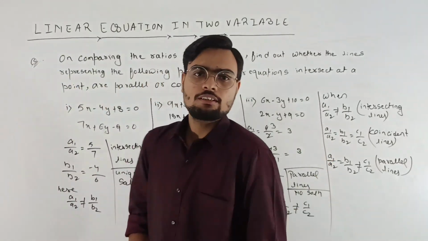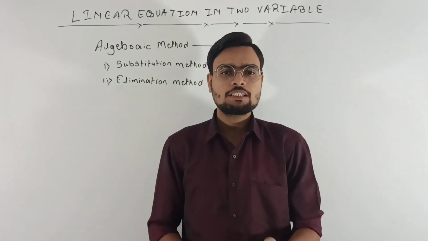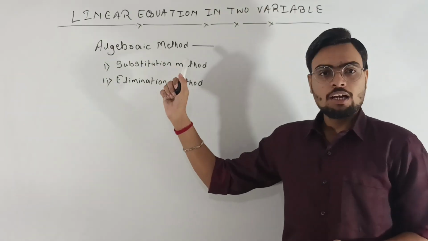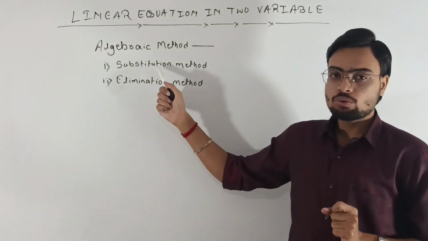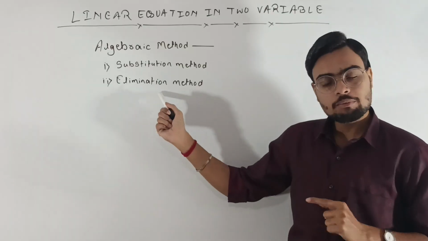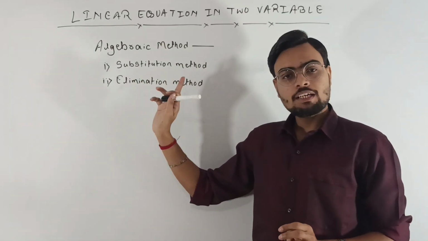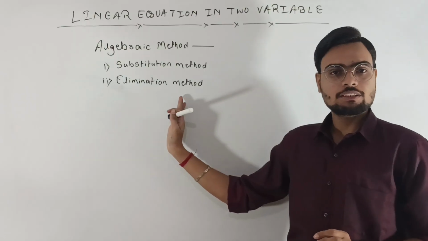I hope you all understand. Now let's learn about our next method to find a solution of a pair of linear equations, that is the algebraic method. Again, the algebraic method is classified into two types. The first one is the substitution method and the second one is the elimination method. Understood? So first we learn what the substitution method is, and after that we learn the elimination method.